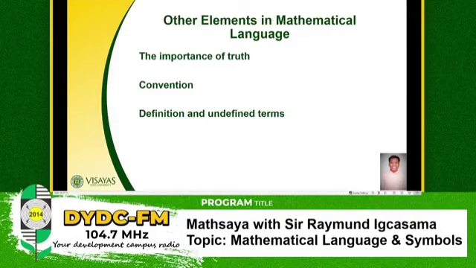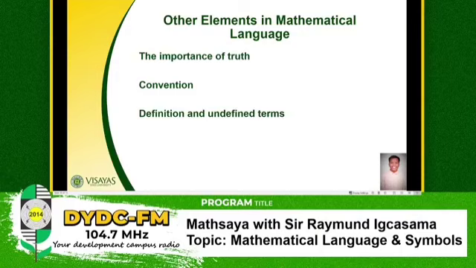Because most of the words in our dictionary, or even in English, have a different meaning in mathematical language. So it's very important that we define our terms in mathematics. That's why probably in most research, they have a part for operational terms, or definition of terms, because they have to define what the words being used in the research mean, as the same words might have different meanings. So that's why you have to define your terms.